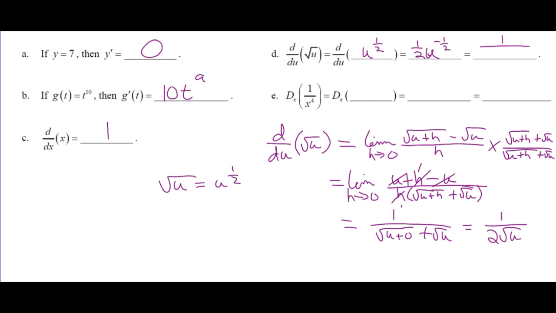What does a power of negative 1/2 say to do? The negative says go down here, right? So it's 2u to the what? To the power of positive 1/2, which is equal to 1 over 2 root u. So the power rule works even with rational numbers. You can still do the power rule. That's kind of neat, right?